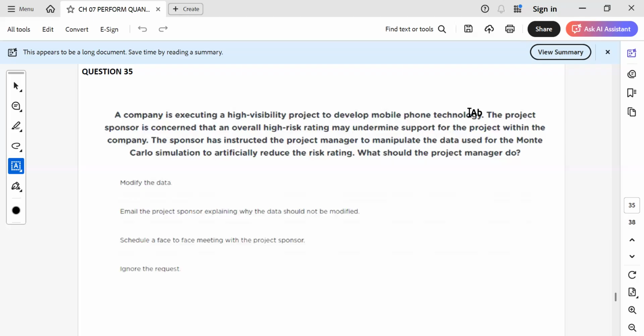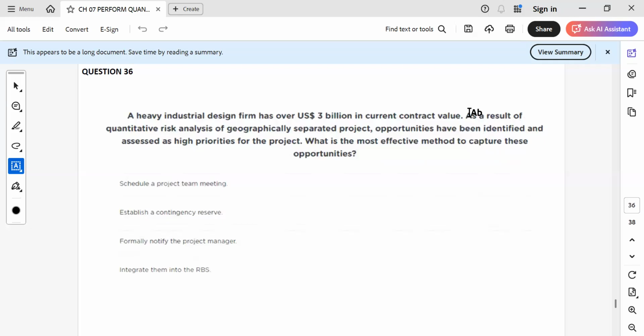What if the sponsor is saying to manipulate the data which is used as an input for the Monte Carlo analysis? Then what will be the impact? Why are we not manipulating the data? Because if I'm manipulating the data, then the results displayed by the Monte Carlo simulation will not be correct. If the input is wrong, the output will also be wrong. So the whole purpose of the exercise will be null and void, it will cease to exist. 36.